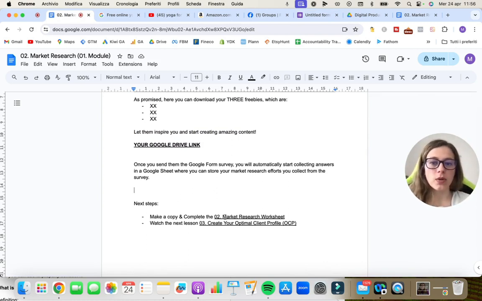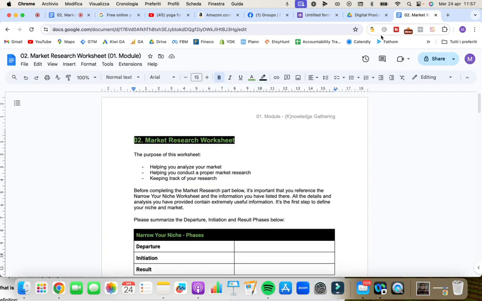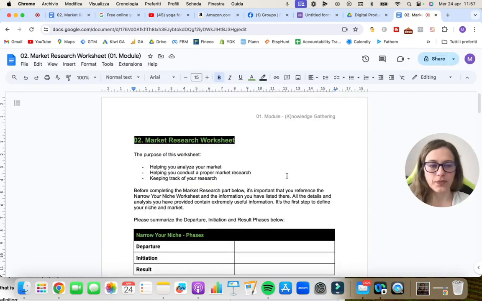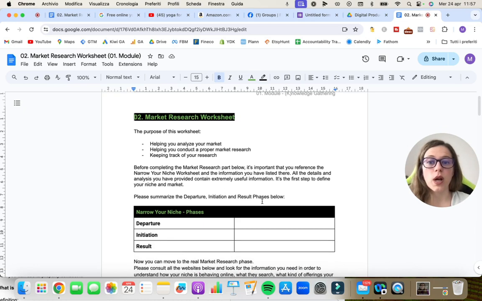So last but not least, the next steps. Make a copy and complete the market research worksheet, and I will show you how it looks in a second. And watch the next lesson, how to create your optimal client profile, or OCP. Market research worksheet, this is how it looks. This is your second sheet that you need to complete. The purpose of this sheet is to help you analyze your market, conduct proper market research, and keep track of your research.